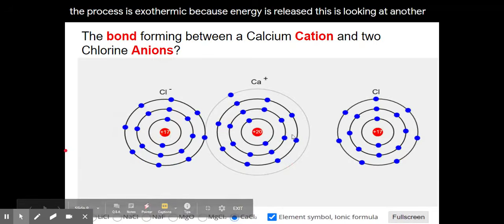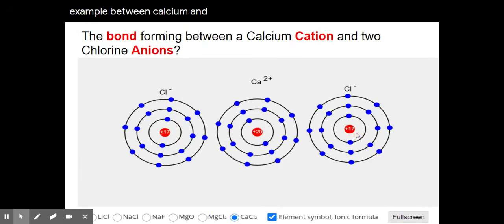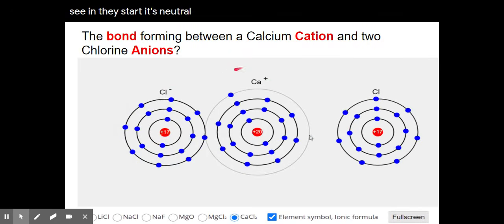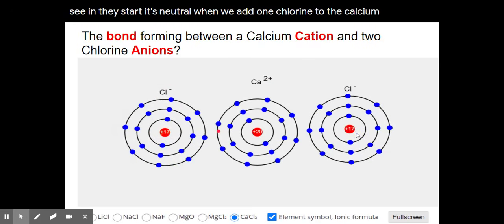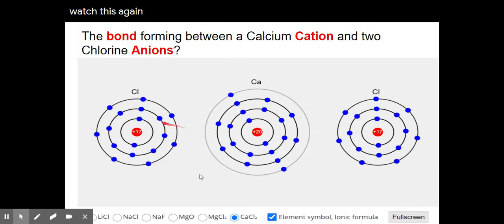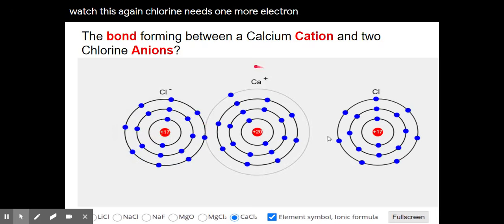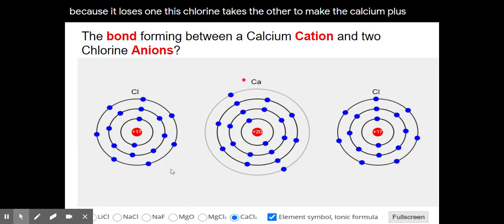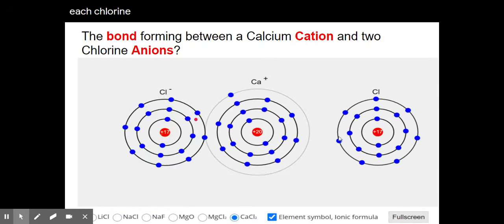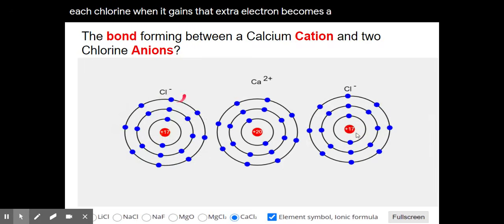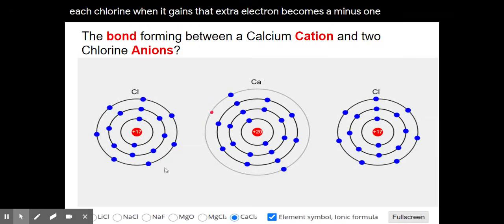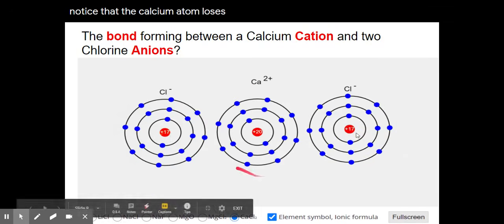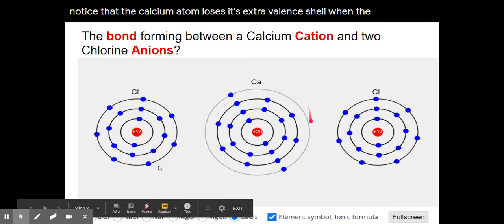This is looking at another example between calcium and chlorine to make a neutral compound. So if we see when they start, it's neutral. When we add 1 chlorine to the calcium, so let's watch this again. Chlorine needs 1 more electron. The calcium becomes +1 because it loses 1. This chlorine takes the other to make the calcium +2. Each chlorine, when it gains that extra electron, becomes a -1. You'll also notice that the calcium atom loses its extra valence shell when the atom forms the cation.